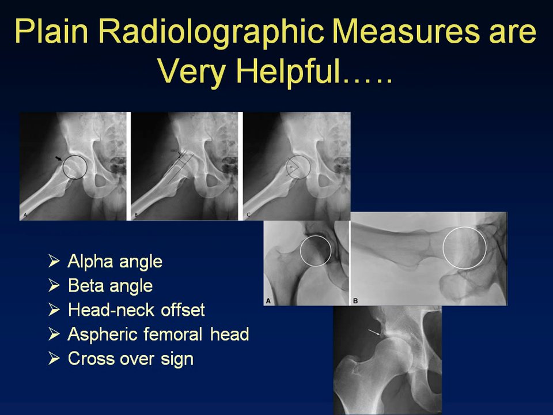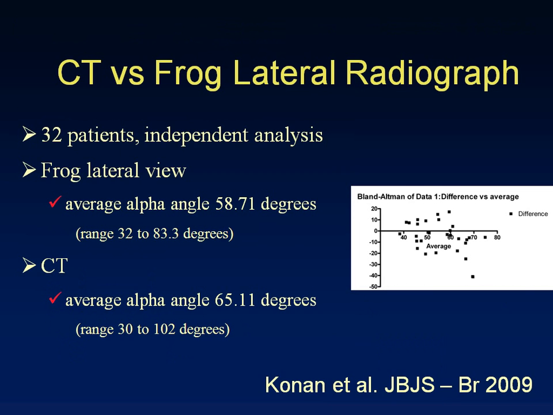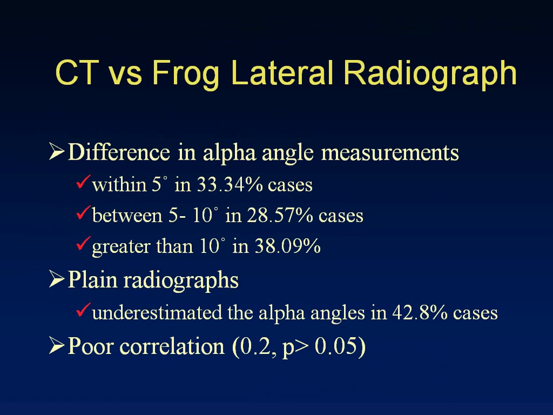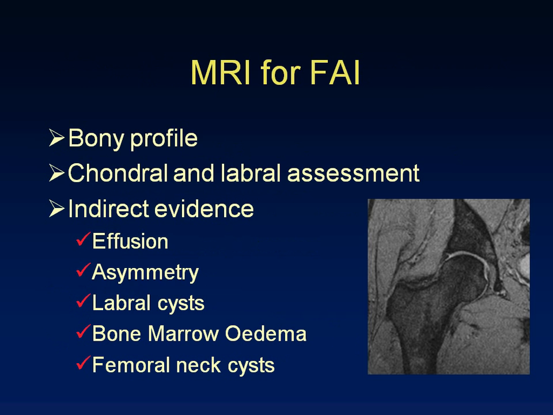Plain radiographs are helpful. They've been widely published on. We've found that we can get much more accuracy, particularly in terms of defining impingement, on CT. So we're using cross-sectional imaging on everybody. We've published on the use of CT versus plain radiographs and found that we can pick up more of the CAM lesions and characterize them much better with CT.